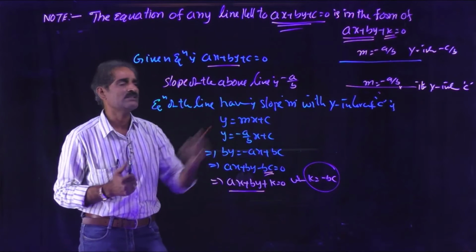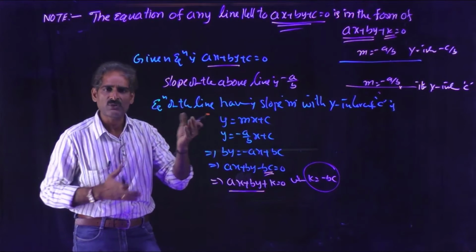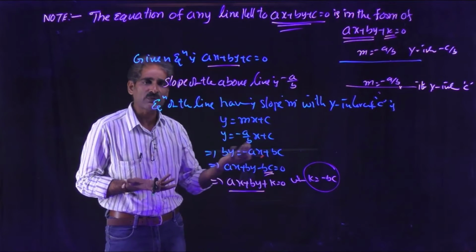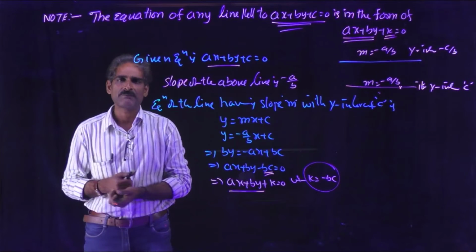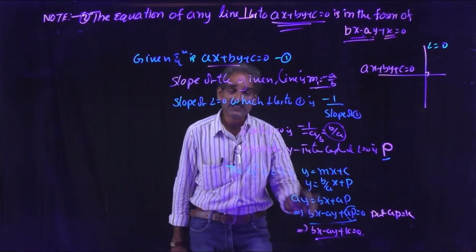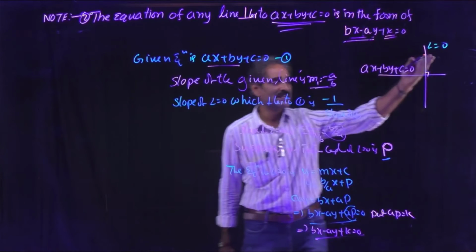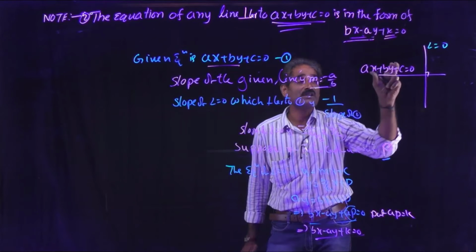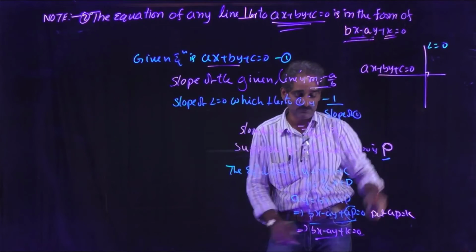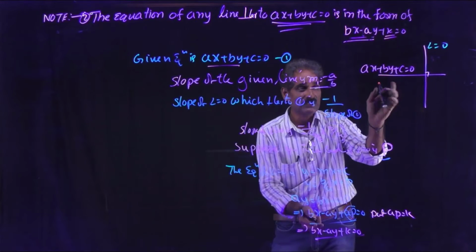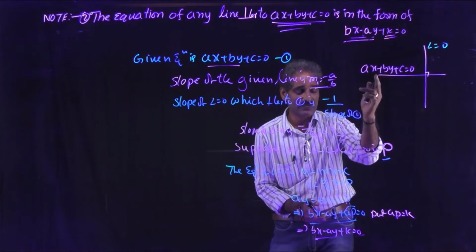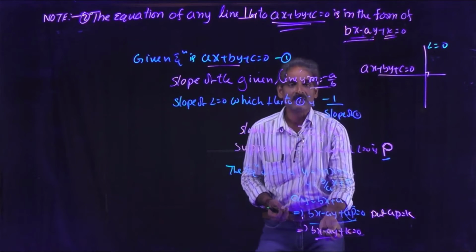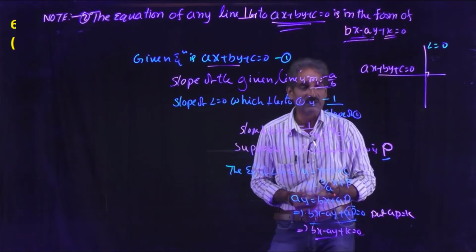We can write it easily, we just have to find the constant term. The coefficients of x and y are the same for parallel lines. We only have to find the constant term with the help of the given data. This represents the equation of the line. Here this is the line which is perpendicular to this line. The equation of any line perpendicular to this is in the form of bx minus ay plus k. What is your observation? Here the coefficients of x and y are interchanged, and there is a small change in the symbol.